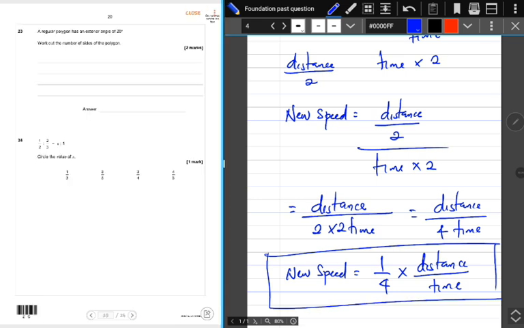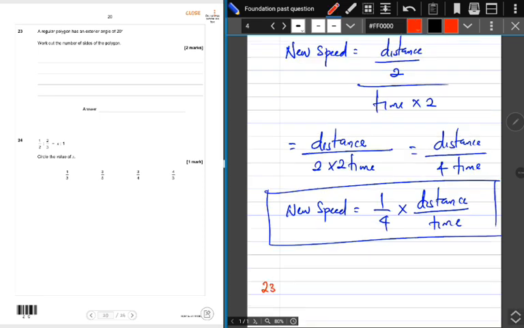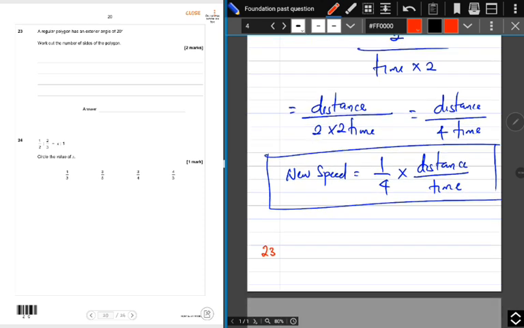Question 23 says a regular polygon has an exterior angle of 20. First thing we have to understand is that when we talk about a polygon, the sum of the exterior angles of a polygon is always 360. Since we are given that this is 20, we have to use this to calculate. So, work out the number of sides of the polygon. The sum of the exterior angles of a polygon equals 360.